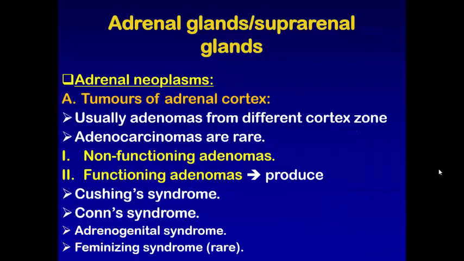Let us start with the adrenal neoplasms. As we already divided it into adrenal medulla and adrenal cortex, let's start with tumors of the adrenal cortex. Usually adenomas from different zones of the cortex. Adenocarcinomas are rare. Regarding the adenoma, it is either a non-functioning adenoma or a functioning adenoma, which may produce Cushing syndrome, Conn's syndrome, adrenogenital syndrome, and feminizing syndrome, which is rare.